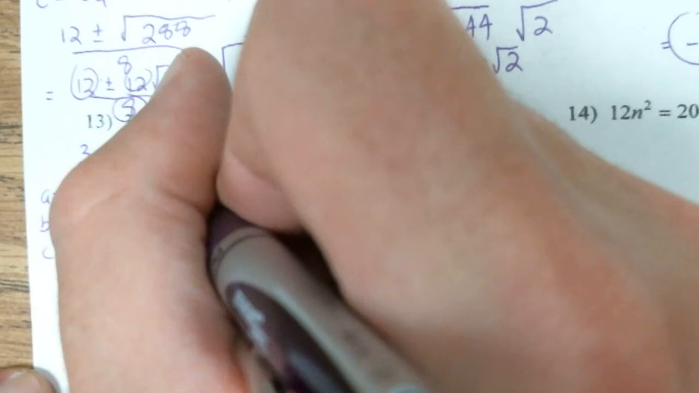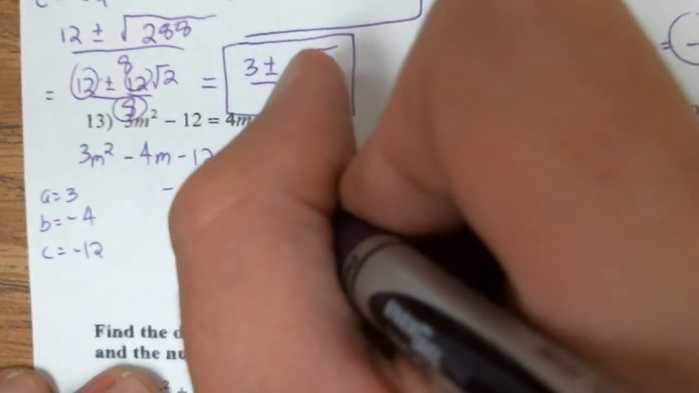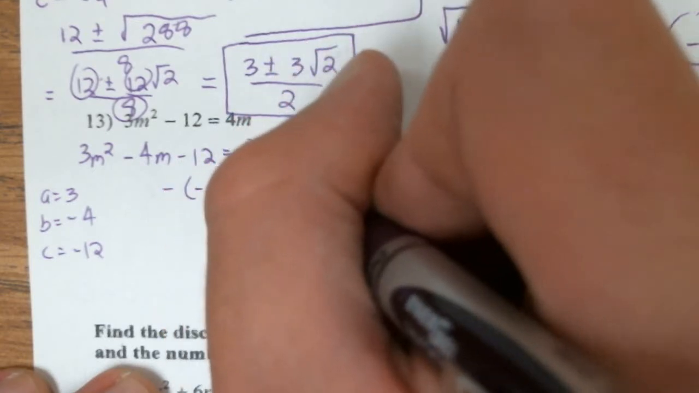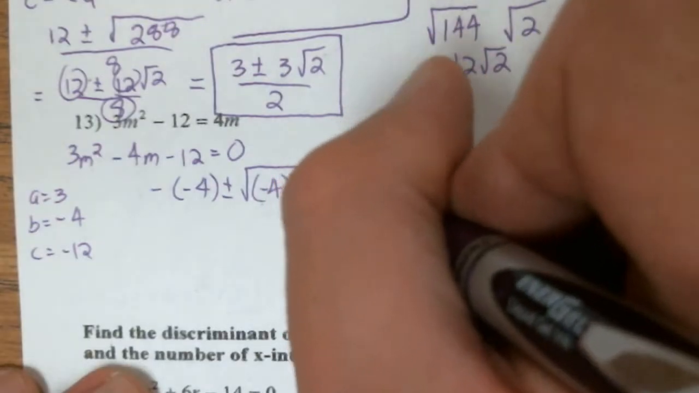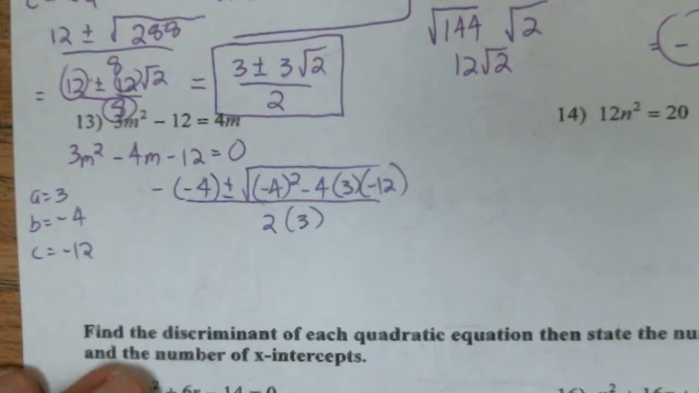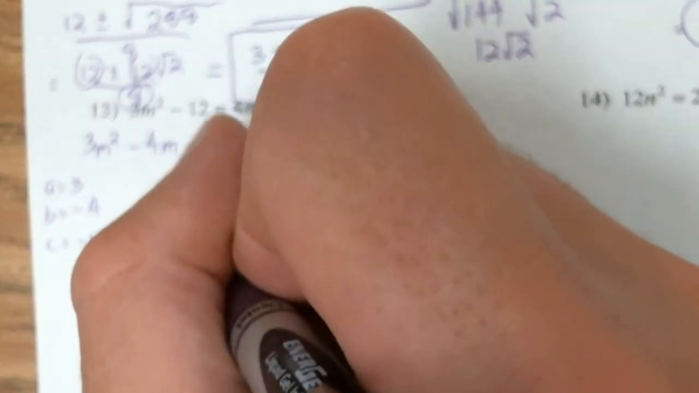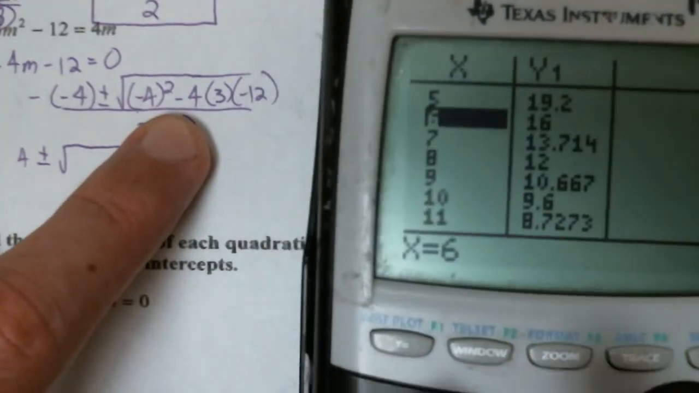So it's negative b, negative negative 4, plus or minus the square root of b squared minus 4 times a times c, all over 2 times a. That's going to make that a positive 4 plus or minus. Let's type all this in the way we see it.